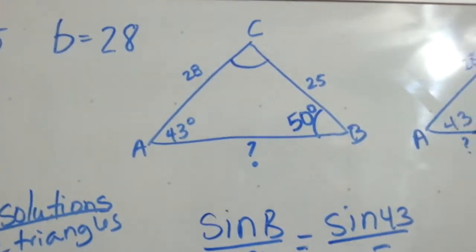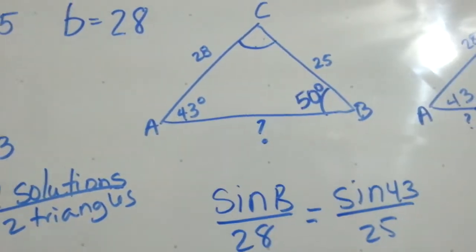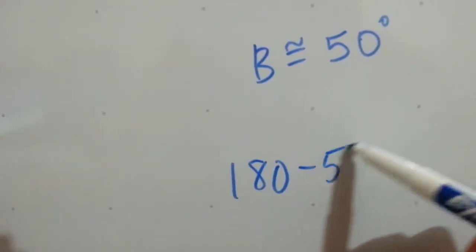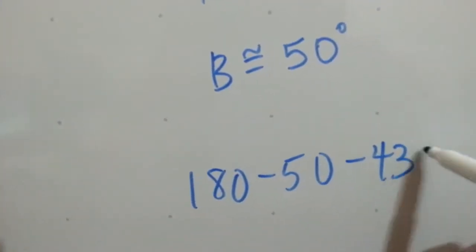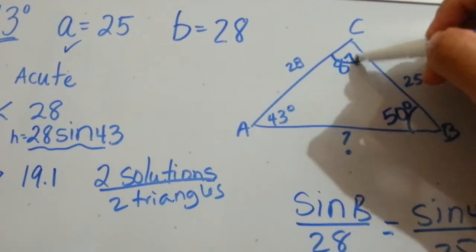Okay. Now we're going to solve for C, and obviously once you have two angles, you can subtract it from 180. So 180 minus 50 minus 43 is going to give us 87 degrees. This one is 87 degrees.